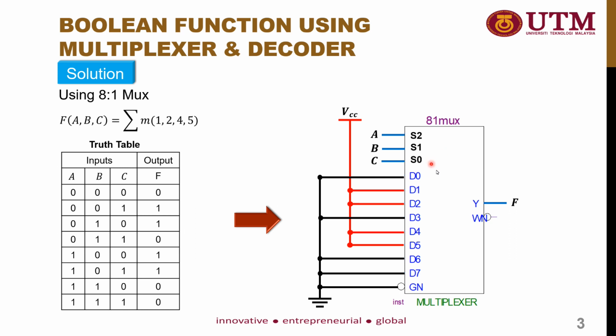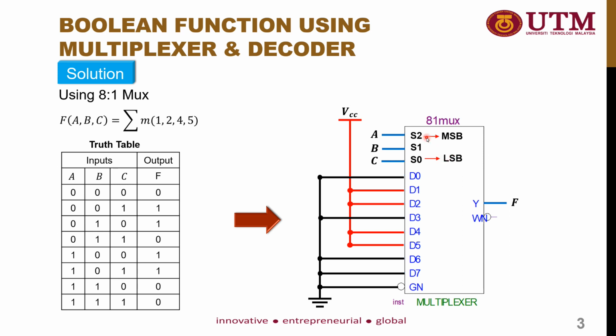Okay, so if you are given the input selector pins of S2, S1 and S0, you need to identify which pins indicate the significant bit levels. So for this example, S2 will indicate the most significant bit and S0 will represent the least significant bit.